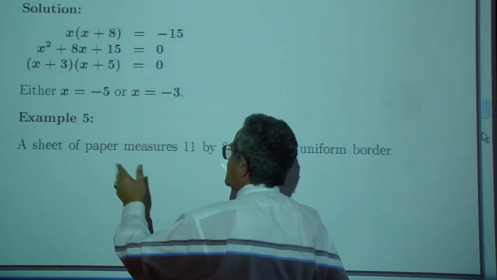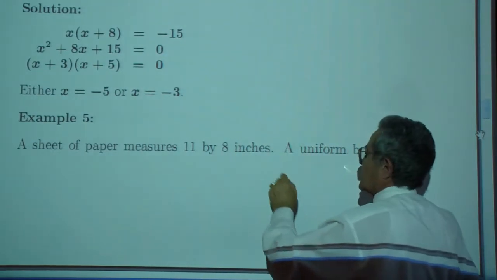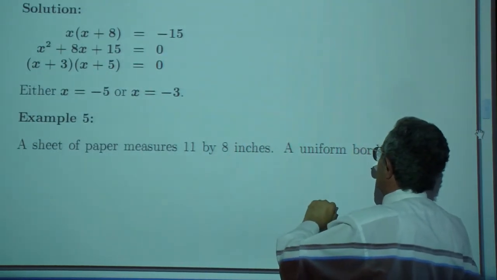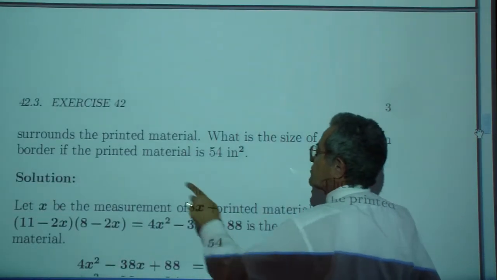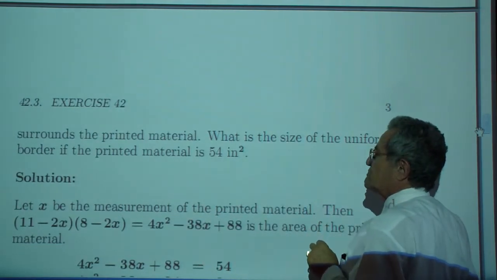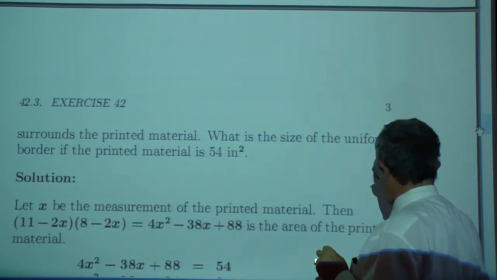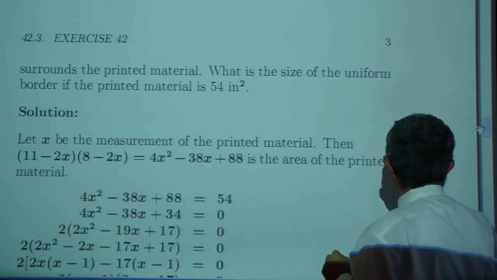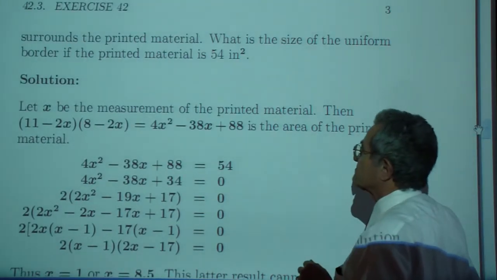Example 5. A sheet of paper measures 11 by 8 inches. I know it's 8.5, but let's leave it at 8. A uniform border surrounds the printed material. What is the size of the uniform border if the printed material is 54 square inches? Now a diagram would have come in handy, but I don't have one.